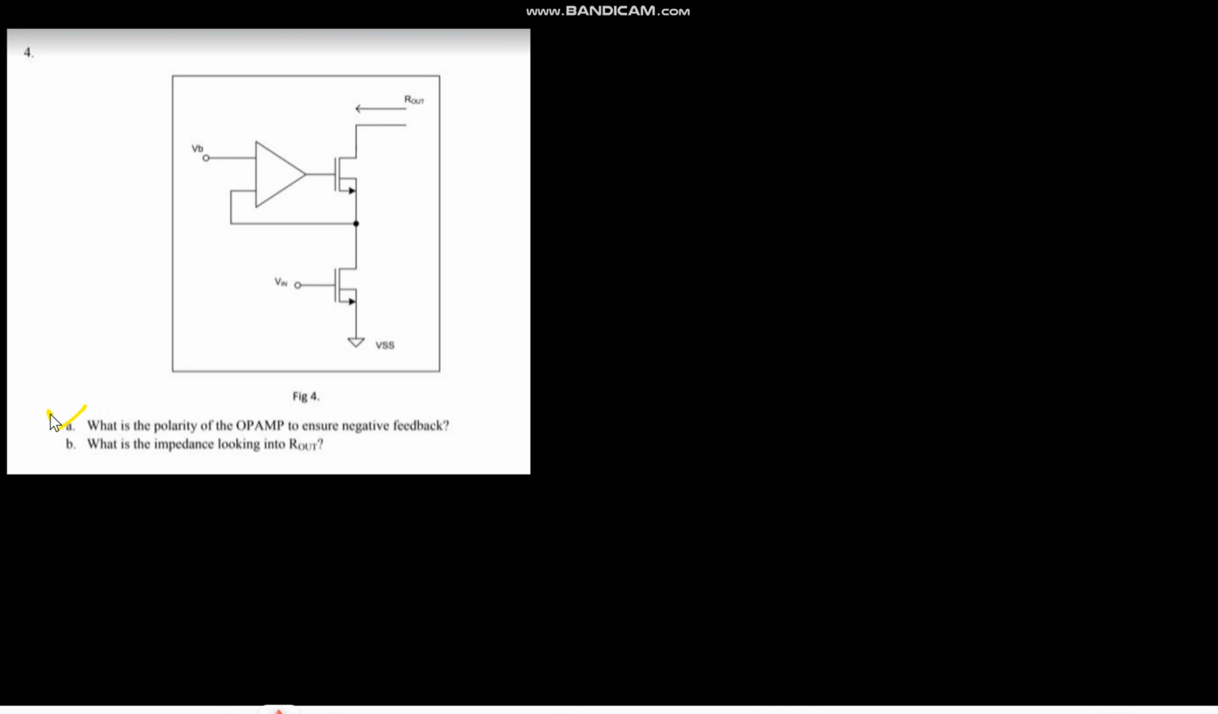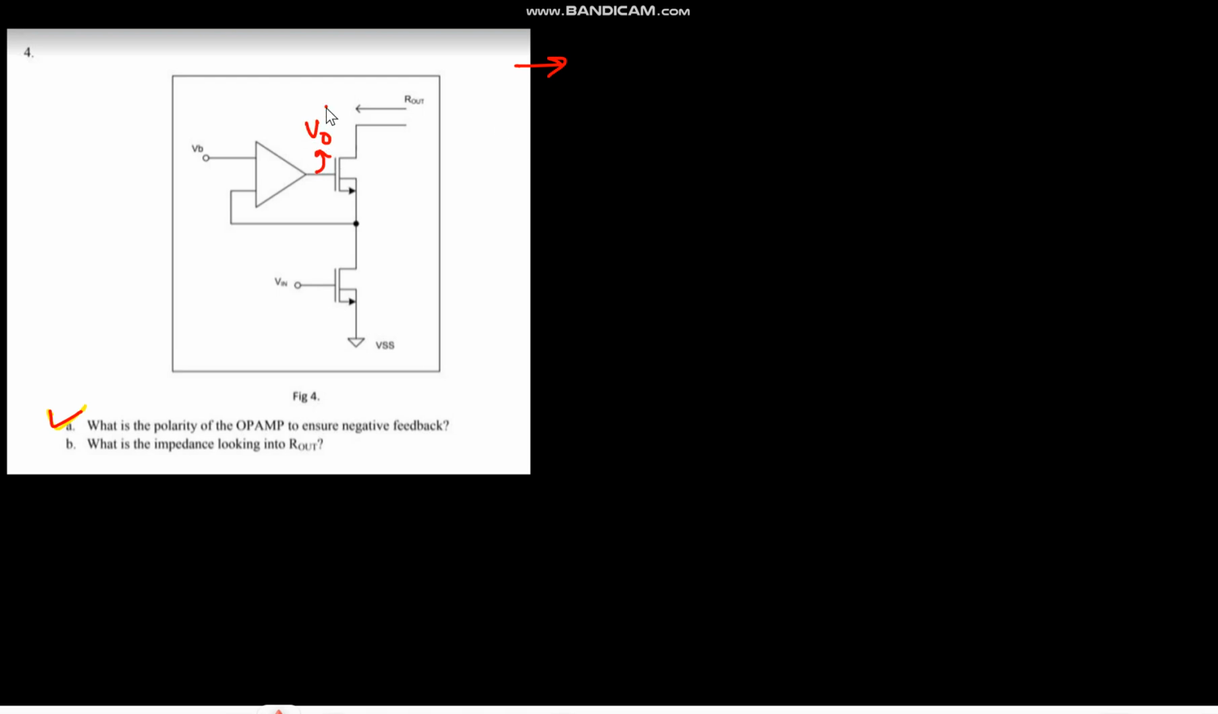That's a very easy question, but a very important one. In this question you have to find the sign of the op-amp to ensure negative feedback. Whenever they ask you to find the sign of the op-amp for negative feedback, I will just tell you one simple method. Just get the output of the op-amp.